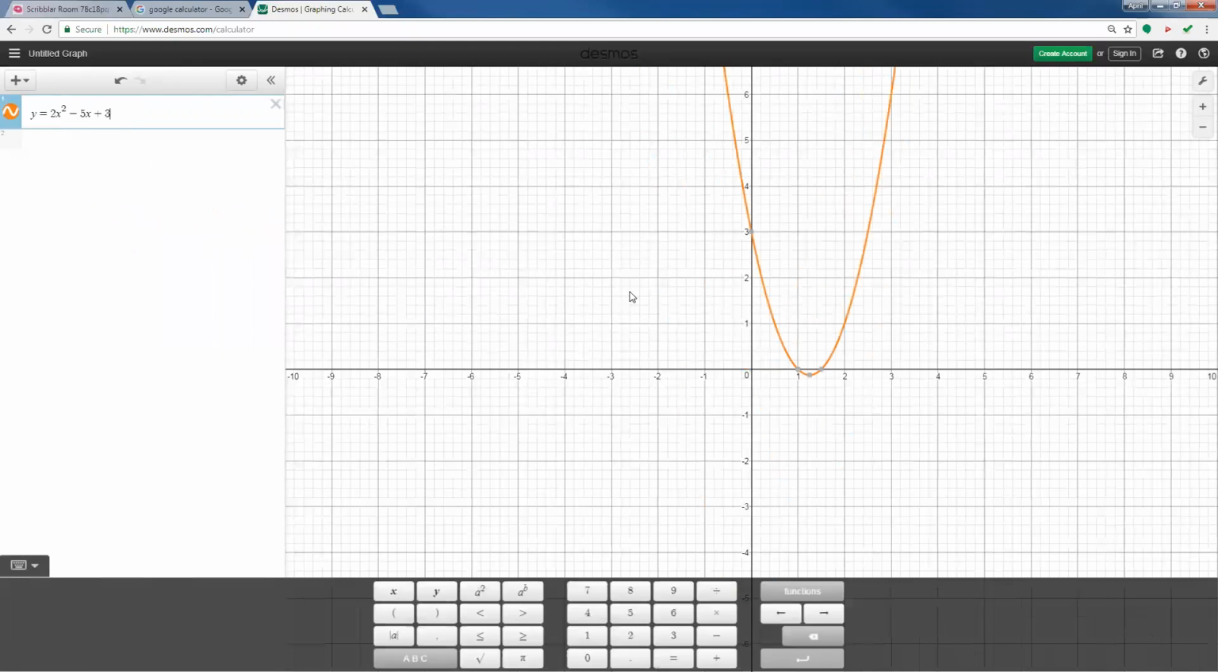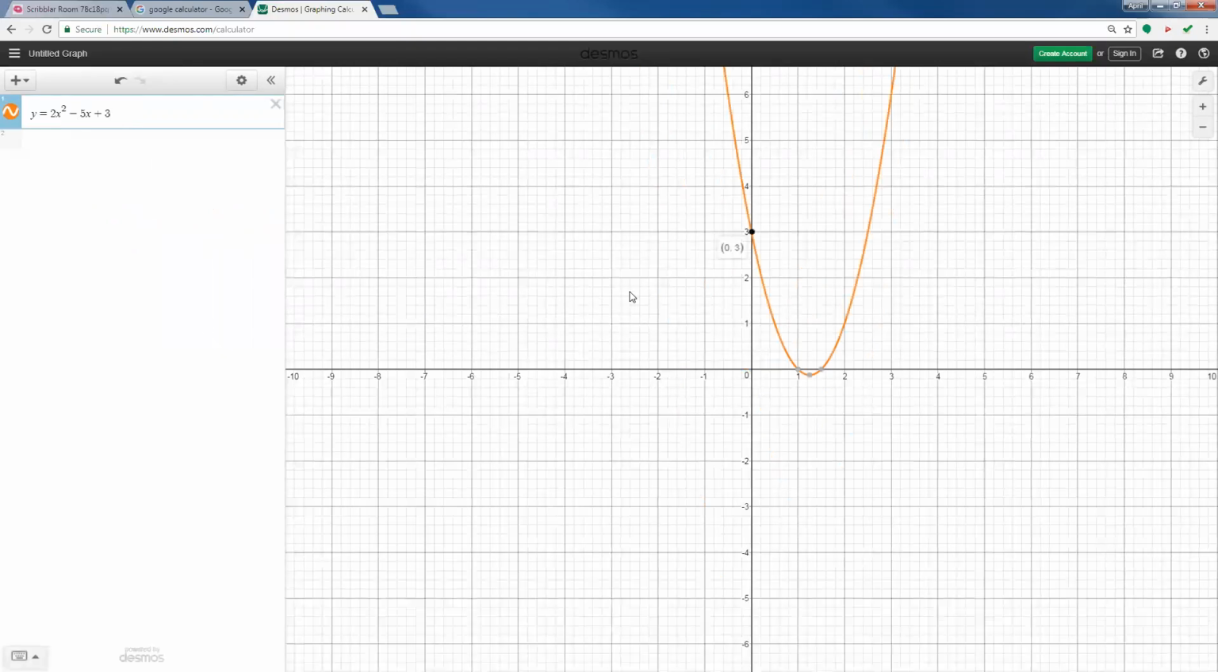So again, maybe they ask you for intercepts. We can find these important key points. Or you'll see a new dot. This one is the vertex of the quadratic. The very bottom point is the vertex.